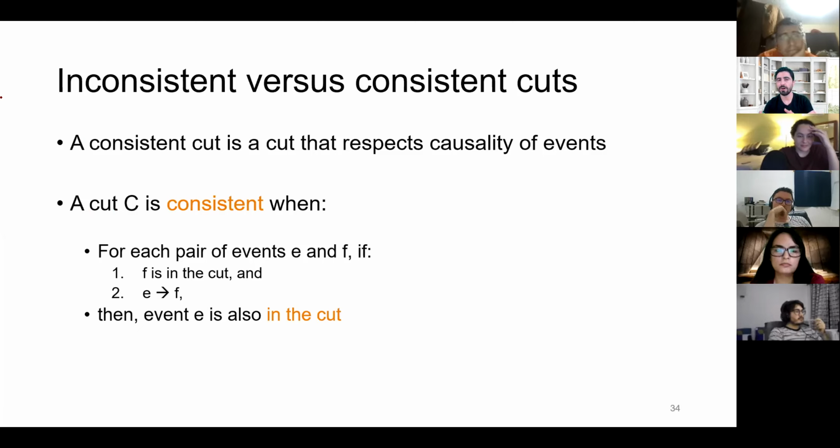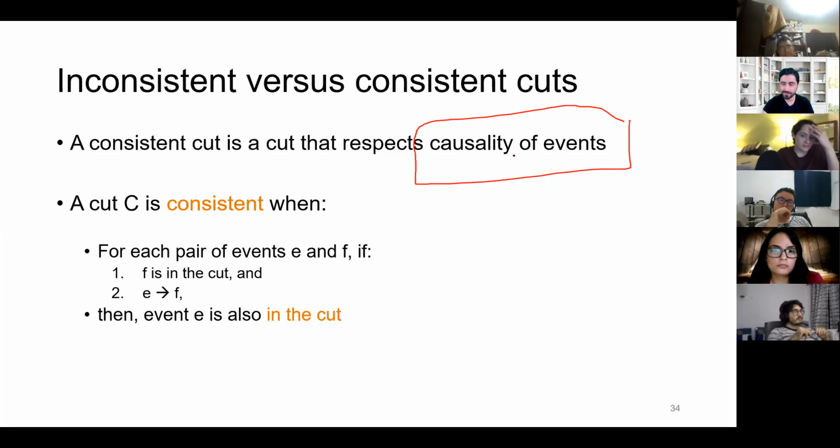So we can have two different cuts: an inconsistent cut versus a consistent cut. The Chandy-Lamport algorithm always generates a consistent cut. A consistent cut is a cut that respects the causality of events. We already know what causality is, so we shouldn't have a problem with this. A cut is consistent when, for each pair of events E and F, if F is in the cut and E happened before F, then E is also in the cut.